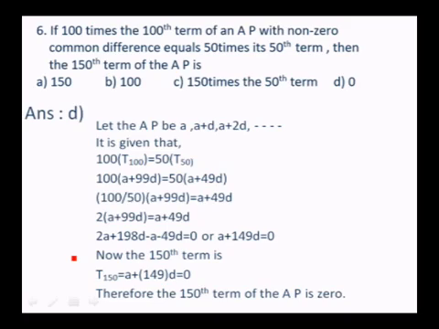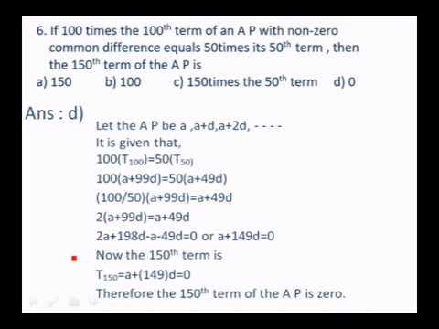So 100 by 50, take 100 down by 50. We get 2 into (A plus 99D) is equal to A plus 49D. 2A plus 198D minus A minus 49D is equal to 0. So A plus 149D is equal to 0. Now for the 150th term, once again if you use that formula Tn is equal to A plus (n minus 1) into D, T150 is A plus 149D, which is equal to 0. But you have already proved that A plus 149D is equal to 0. You have obtained that result. Therefore, the 150th term of the AP must be 0. So, the option is D.